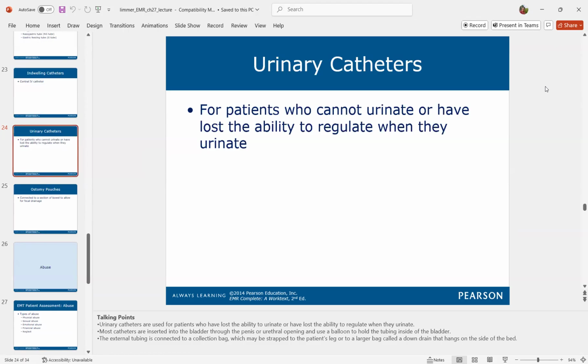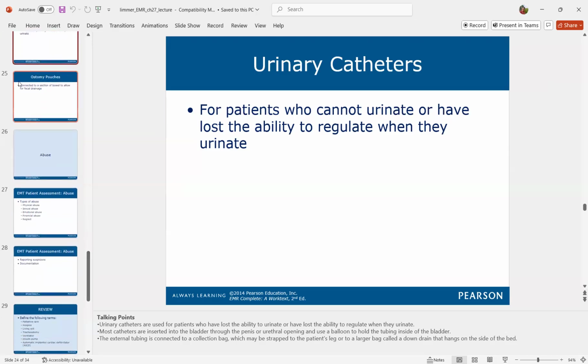I don't know if you guys have heard of these, but they're using those PureWick devices. It looks like a little canoe that you stick in between their legs, and it's attached to suction. When they pee, it collects in that, and it keeps them dry without having to put these in. So those are getting pretty popular too. We've transported a few people with those.